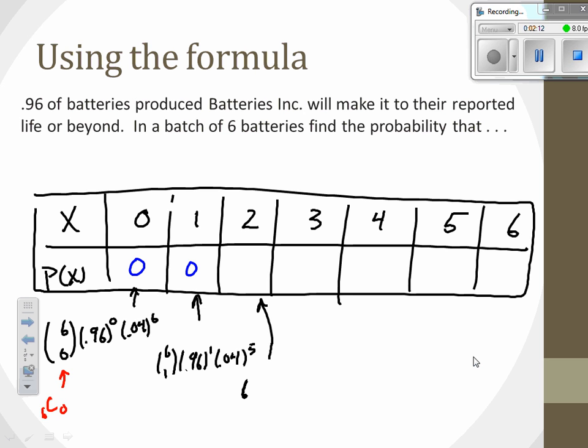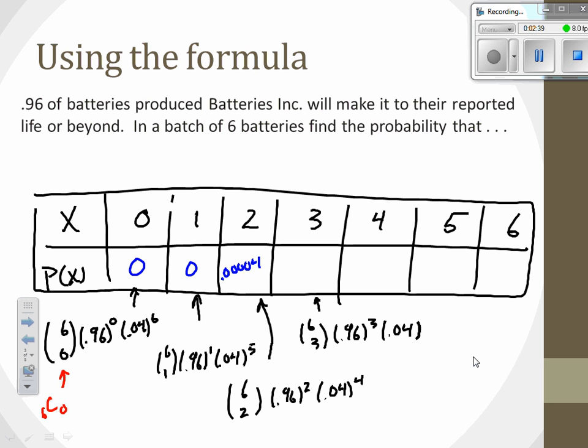Now, we did 2, so 6 choose 2. This time we've got 2 at 96%, which leaves us with 4 percent for the bad ones. For 3, this can be 6 choose 3. This time we've got 3 good ones and 3 bad ones at 4%. That's going to be 0.0011, and so on and so forth.